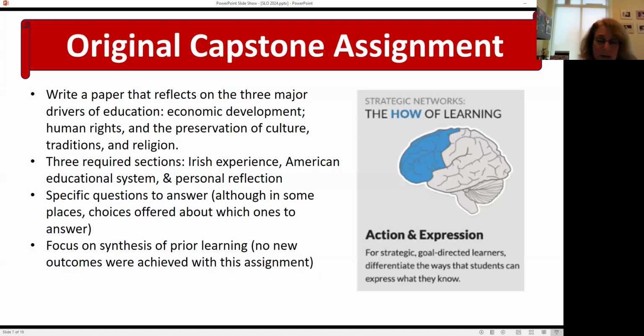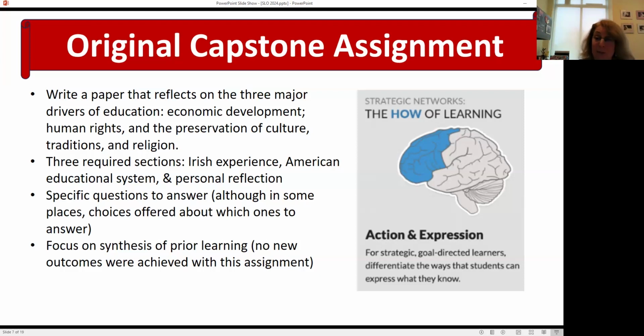There was a tiny bit of UDL in this assignment, though, because the suggested questions did not all have to be answered. So students could choose to answer a few questions from each section. So there was a bit of choice. The other interesting thing about the capstone is that it focused on synthesis of prior learning. All of the outcomes in the course were already met through the prior assignments. So I had a really nice luxury here of not needing to worry about any specific outcomes being met by this assignment, because basically it covered everything in the course and just emphasized and resynthesized their learning.